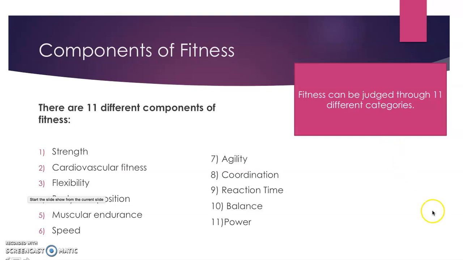Here you can see the 11 different components of fitness. These components can be altered through various methods to improve your overall fitness. They are important to sports people, although different sports may require higher levels for particular components. For example, a 100-meter runner would need high levels of speed, but may not necessarily need as high levels of cardiovascular endurance.